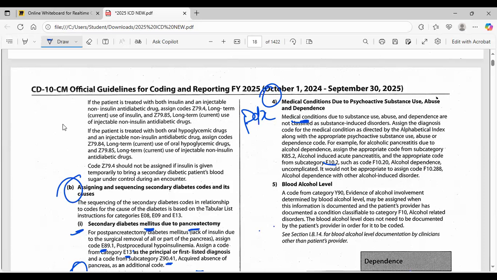Next code we have is blood alcohol level. We do have one code for the blood alcohol level, and this code is from series Y90. It represents whether alcohol is present in the blood or not. It is not a quantitative test, it's just qualitative, whether there is alcohol in the blood or not. So whenever there is alcohol involvement in the blood, we have to code Y90.